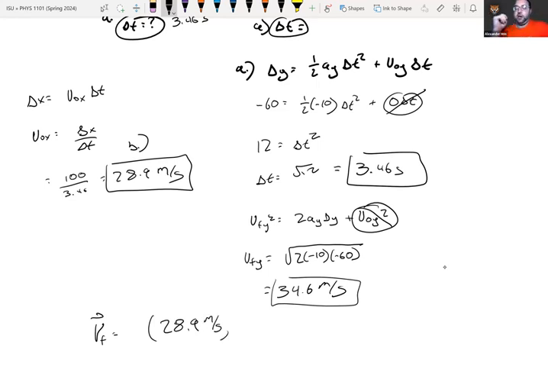And oh, here's the thing. This is something that I did forget. When we take the square root, we have to know that it's plus or minus. So it's plus or minus 34.6 meters per second. And then we have to make a physical judgment about which one we want. Do we want the positive or the negative?